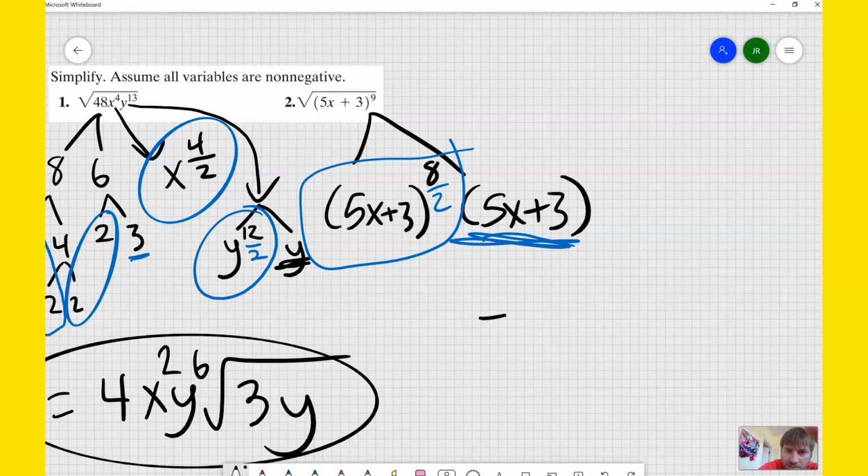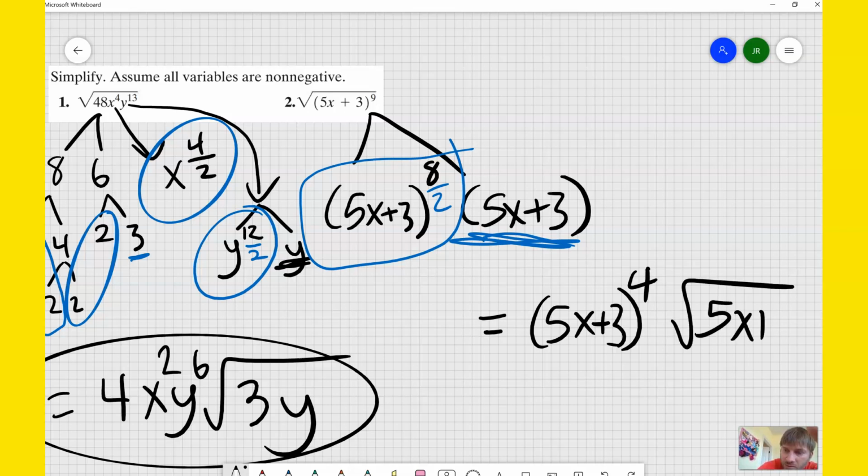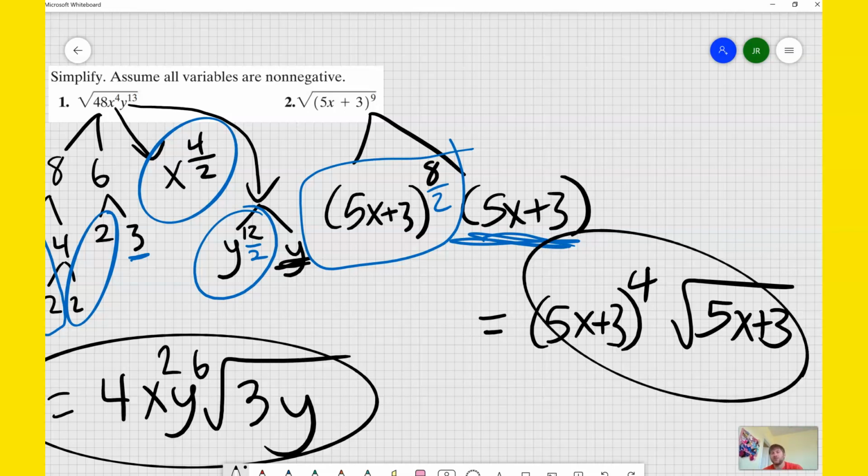So that can come out, but that has to stay underneath. So my answer is 5x plus 3 to the what? To the 4th, because 8 over 2 reduces to 4. And I still have an extra 5x plus 3 left over under the radical. And so this is my final answer.